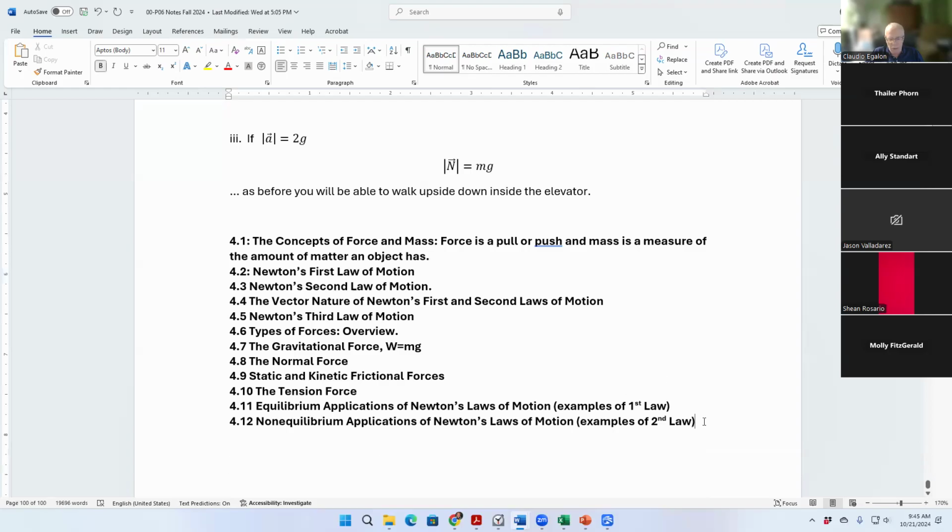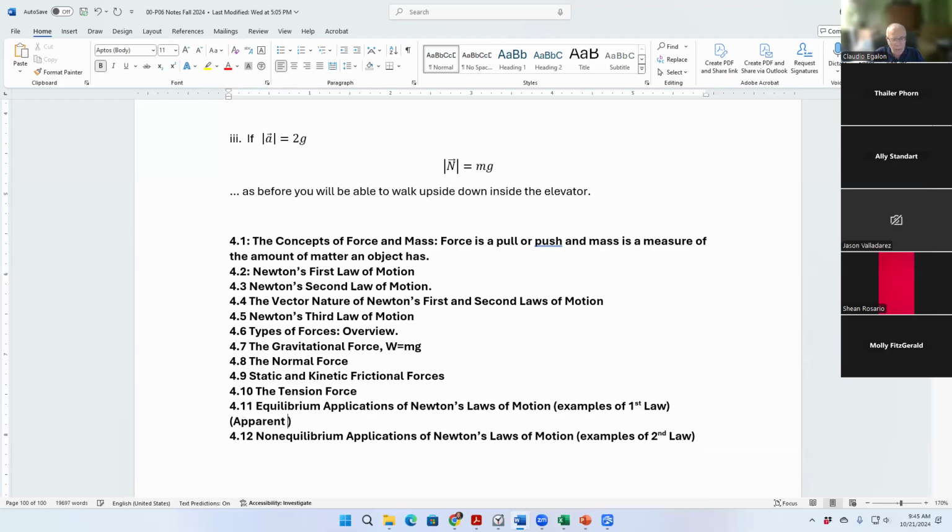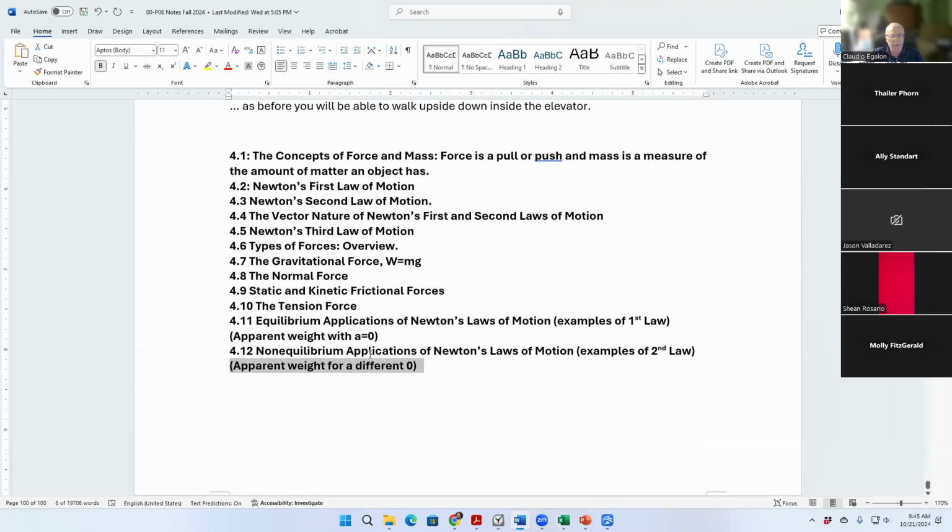What you saw here is apparent weight, right? I can say that this apparent weight with A equal to 0 is one example of equilibrium application of Newton's law of motion. And apparent weight for A different from 0 is just another example of non-equilibrium applications of Newton's law of motion.